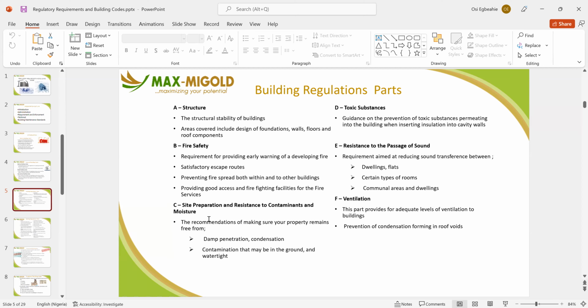This has to do with most factories or thereabouts. The recommendation for making sure that your property remains free from damp prevention and also condensation. That's damp penetration and condensation. And also look at contamination that may be in the ground and the watertight.